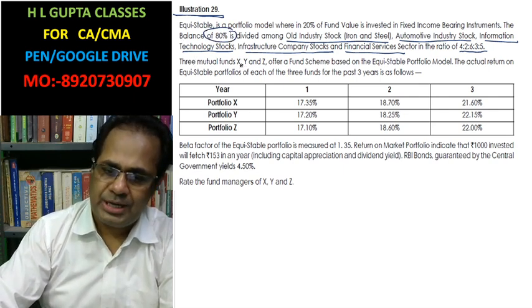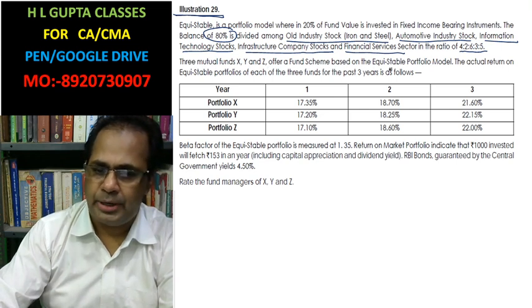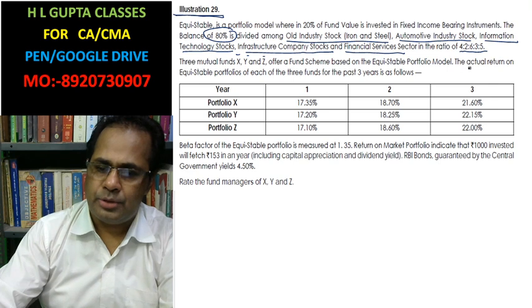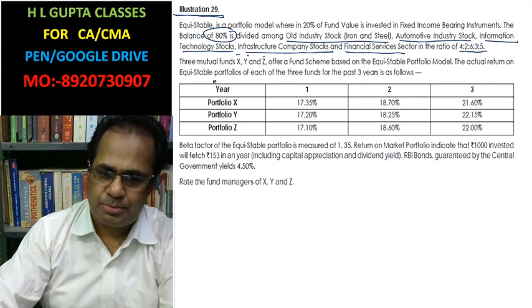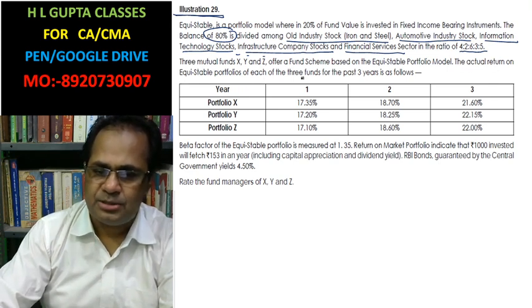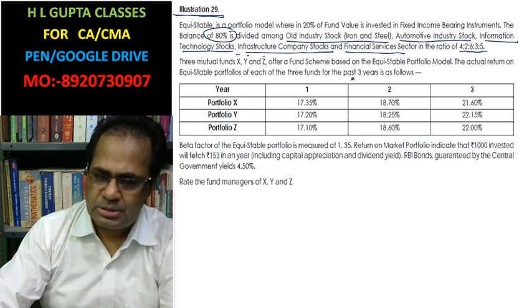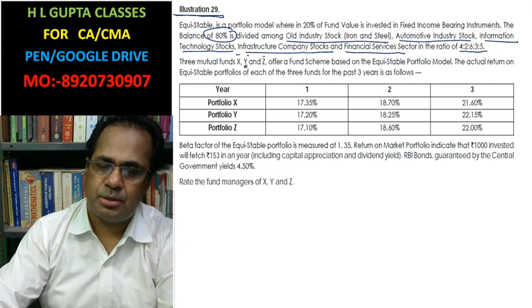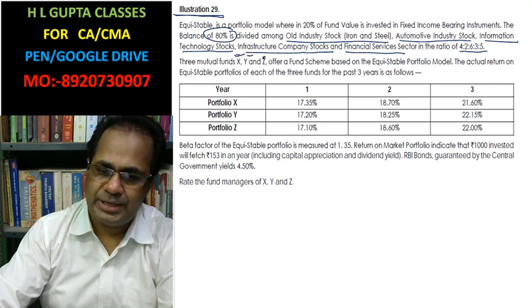Three mutual funds X, Y, Z offer fund schemes based on the equistable portfolio model. The actual return on the equistable portfolio of each of the three funds for the past 3 years are these. These are the actual returns given by the portfolios X, Y, and Z.